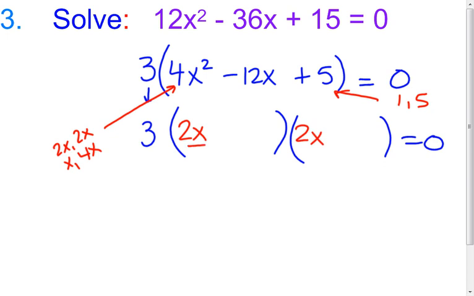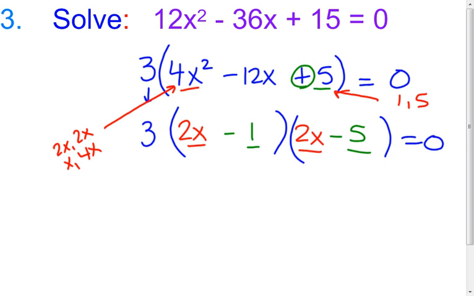Okay, my two fronts have to make my front. And then my two backs have to make my back. So 1 and 5. Only choice I have. When it's a positive in the back, right here, you have to have either plus plus or minus minus. Hint, hint. That's minus in the middle, so minus minus is probably what it's going to be. Okay?